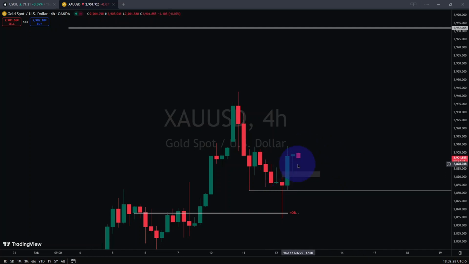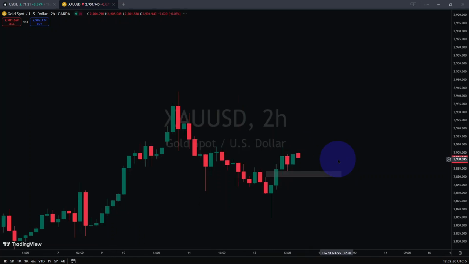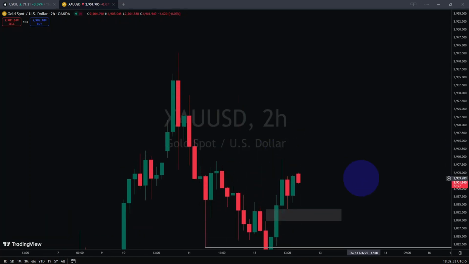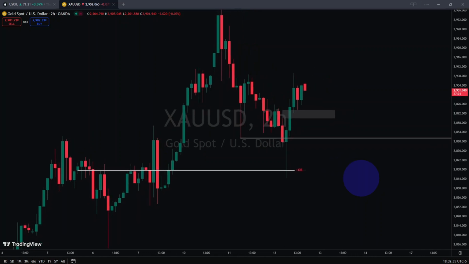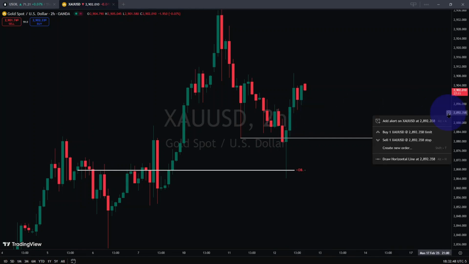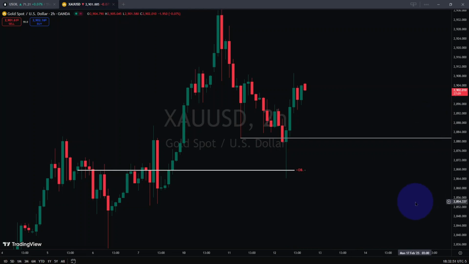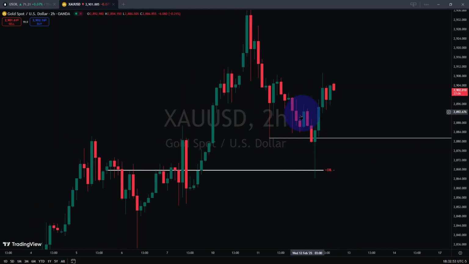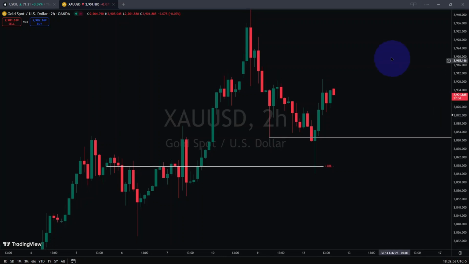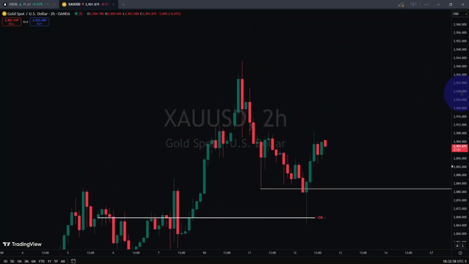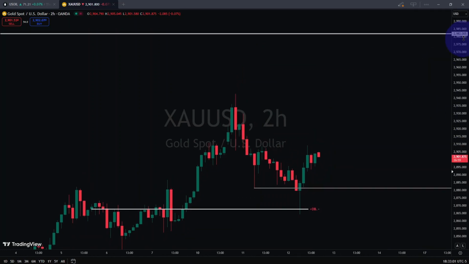But we have this 4-hour gap, and that's also overlapping with the 2-hour fair value gap. You see this 2-hour fair value gap. So I'm just going to put an alert here, and so we have the 2-hour gap, the 4-hour bullish order block, and we have our objective in time, that's 2980. Pretty straightforward.